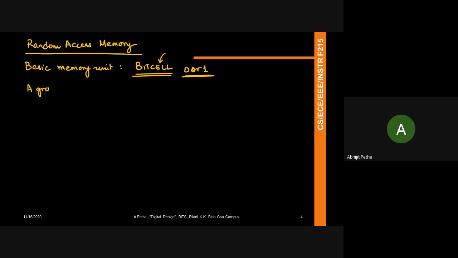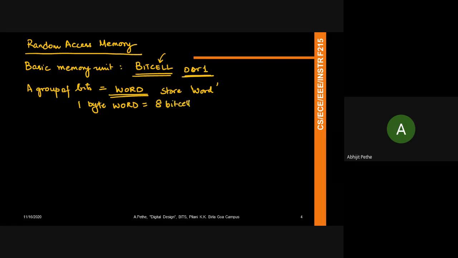Then the next level of memory hierarchy, a group of bits, is called a word. So in memory, we normally talk about words. When we say a memory, we store words in a memory, right? Remember, a word is the bigger unit of a bit cell. A bit cell has 1 bit in it. So when I say a 1 byte word, what does a 1 byte word mean? How many bits will it have? 8. Right, so a 1 byte word essentially means that you will have 8 bits, and so 8 bit cells will be read together, and that whole data is called a word.